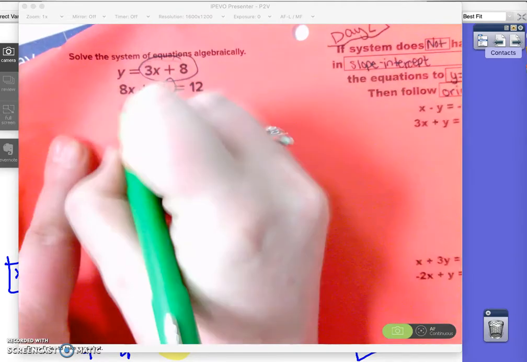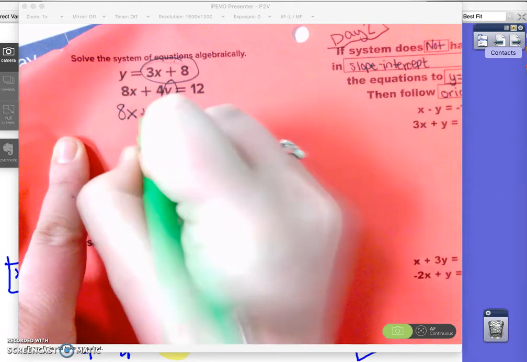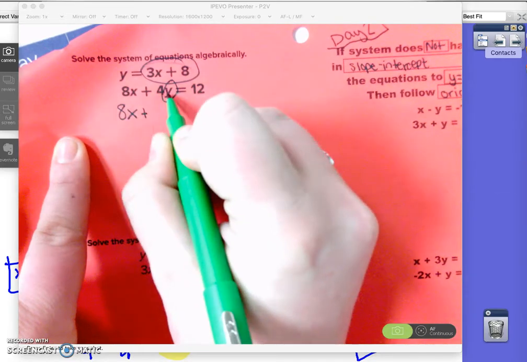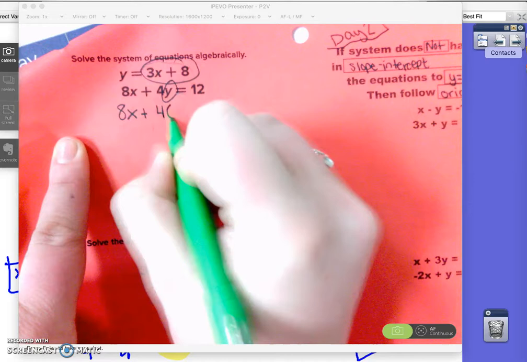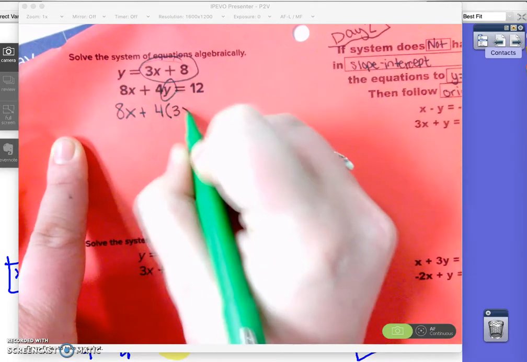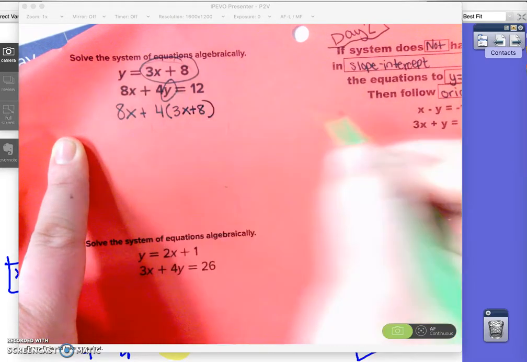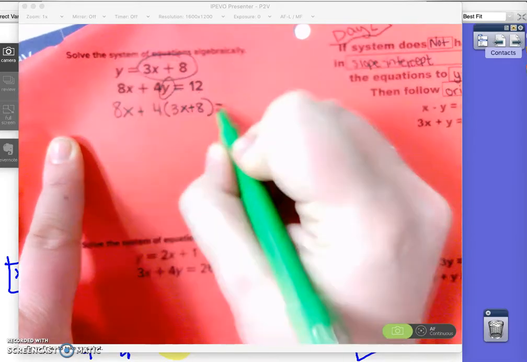So everything else is going to stay the same. 8x plus, and remember, when they're next to each other, that means multiply. So we have to write parentheses. Multiplied by 3x plus 8, parenthesis, and then equals 12.